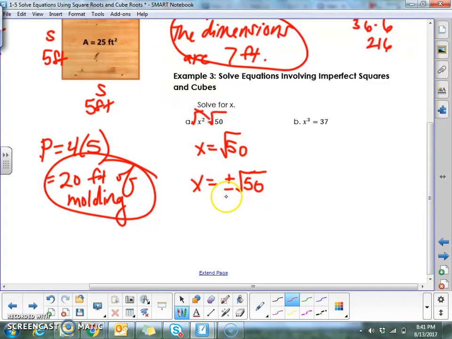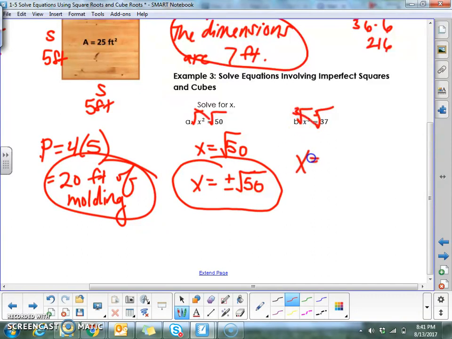Okay, again, because a negative times a negative is going to give you a positive, just like a positive times a positive is going to give you a positive here. So our answer for this one is plus or minus the square root of 50. For our second example, we have x cubed equals 37. To undo this cubed here, we're going to take the cube root of both sides.